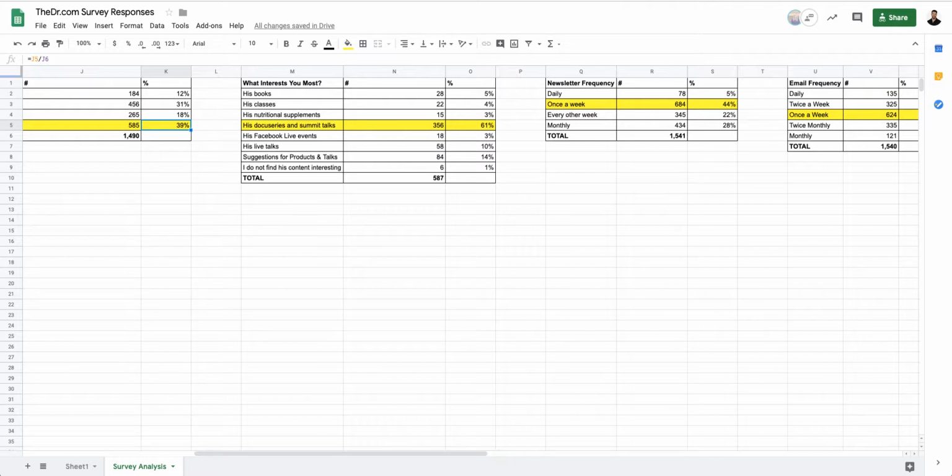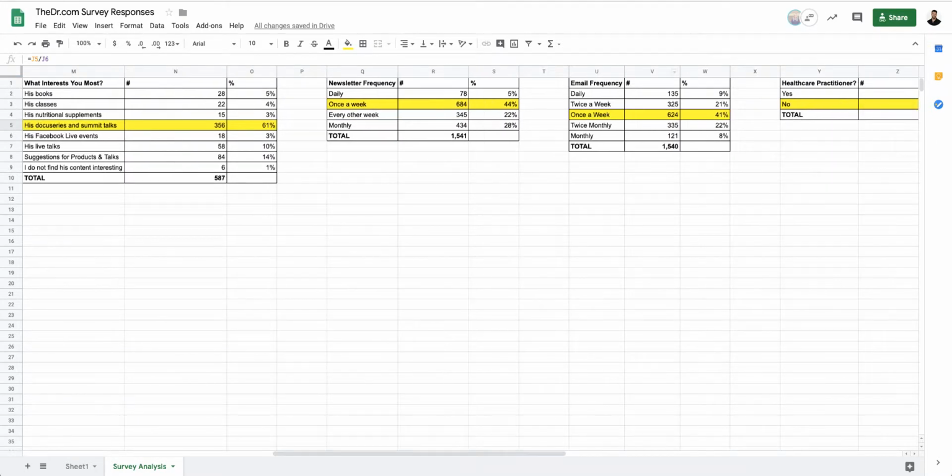All right. Next, we've got newsletter frequency and email frequency. These are pretty similar, hence why you're getting similar results. But people that took the survey, 44% only want the newsletter once a week. 44%. And the next biggest one is monthly. And you'll see that every other week is 22%, and daily is 5%. So the list is saying that we're communicating too much.